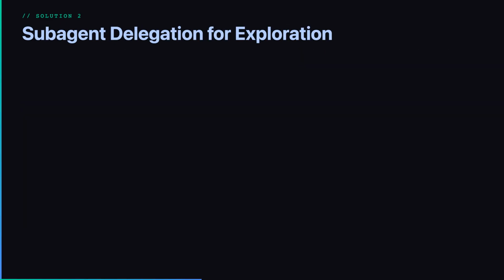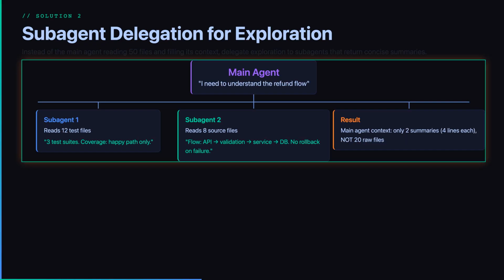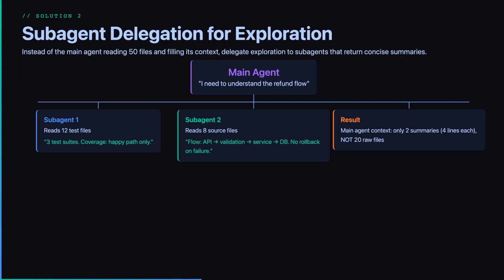The second solution, subagent delegation for exploration. Instead of the main agent reading 50 files and filling its context with verbose output, you delegate exploration to subagents that return concise summaries. Think of it like a manager sending team members to investigate different areas. The manager doesn't read every document, they get briefings. Here's how it works in practice.